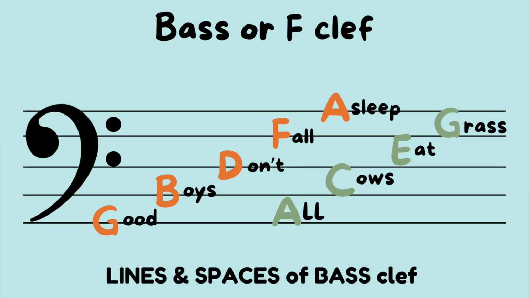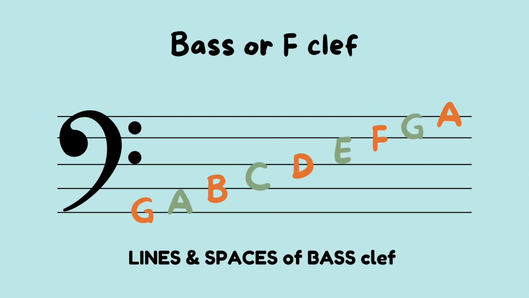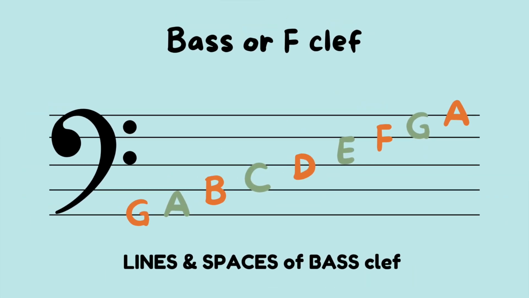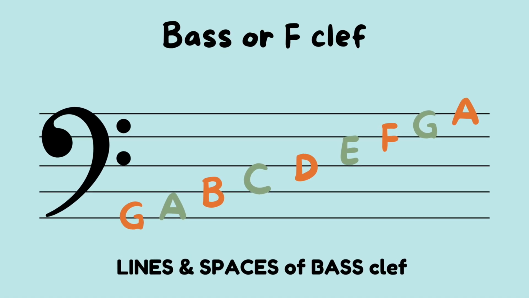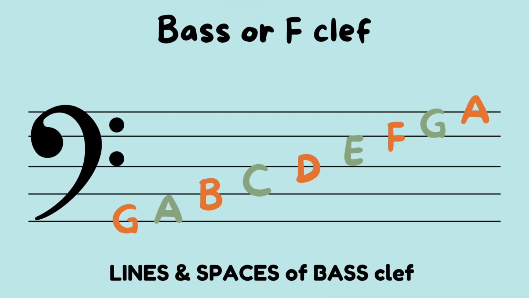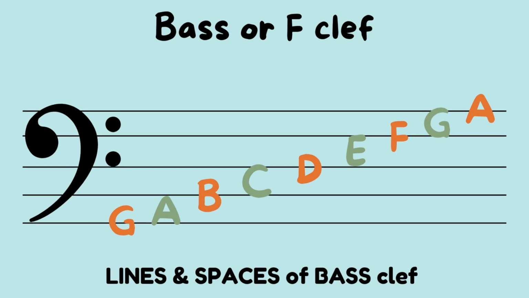And then, to take it a step further, we're going to do line, space, so that will be G on the line, A on the space, B on the line, C on the space, and so forth. It's your turn now. Go ahead, grab your notebook and your pencil, and first draw the staff, and then draw a bass clef.